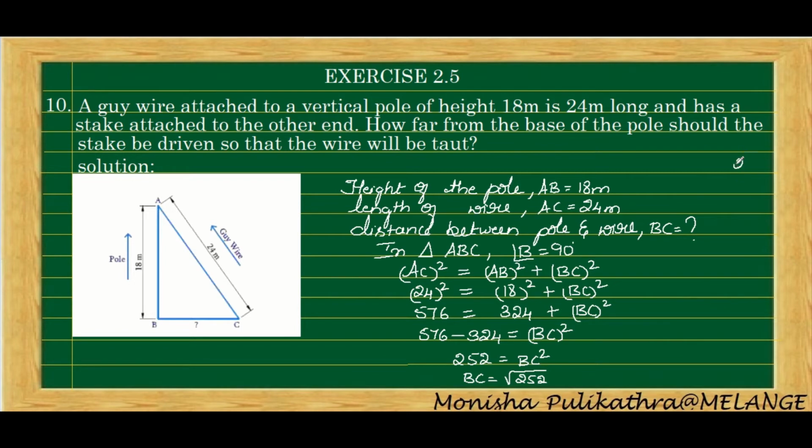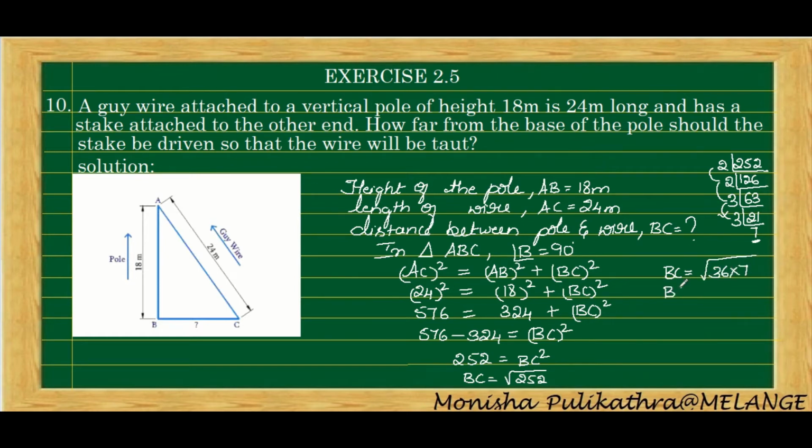See here, we have to do the prime factorization of it. So 252, 2 2s are 4, 2 6s are 12, 2 3s are 6, 3 3s are 9, and 3 7s are 21. So 7 is a prime number, so we have to stop here. So 2 2s are 4, 4 3s are 12, 12 3s are 36. So 252 can be written as 36 into 7.